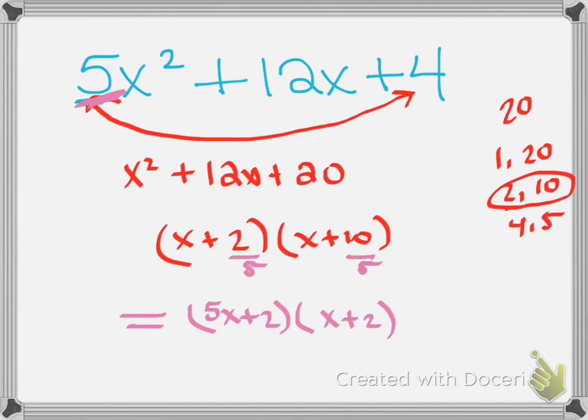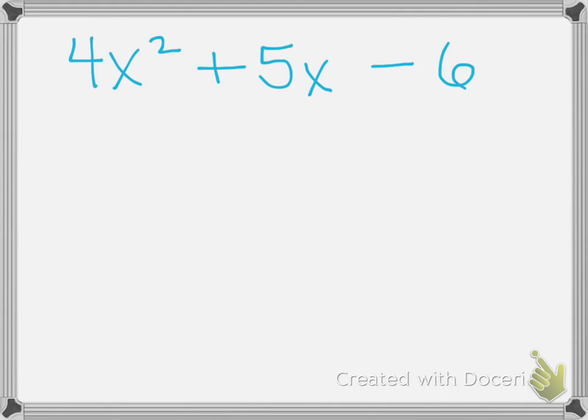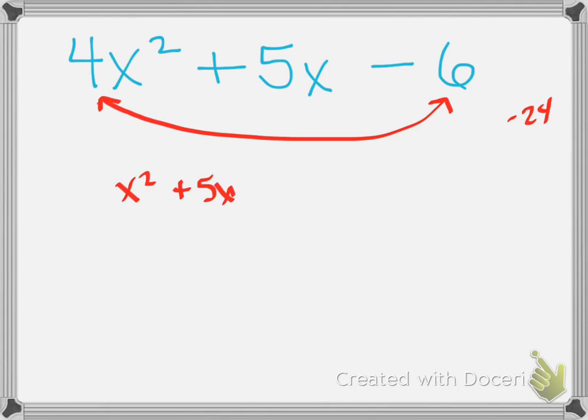Alright, so in our second example, same kind of thing. You'll see again that we have a number up front of x squared, so you're going to multiply these two numbers together, and you're going to get negative 24. Okay, so when we write this, x squared plus 5x, the middle number doesn't change, it's just the last number. So now we're looking for everything that multiplies to 24. It's a whole lot of stuff. 1 and 24, 2 and 12, 3 and 8, 4 and 6.